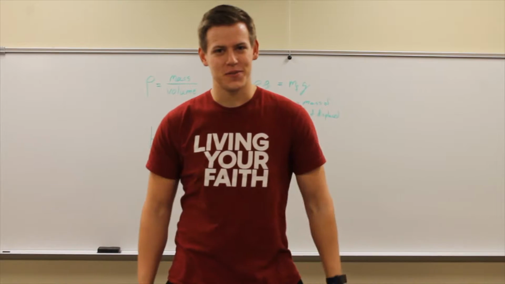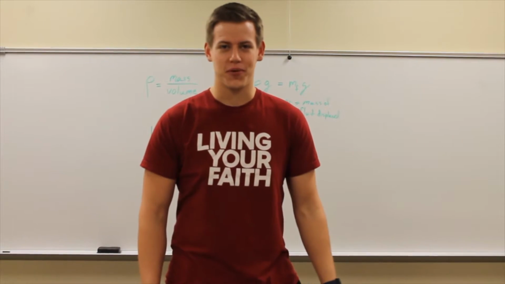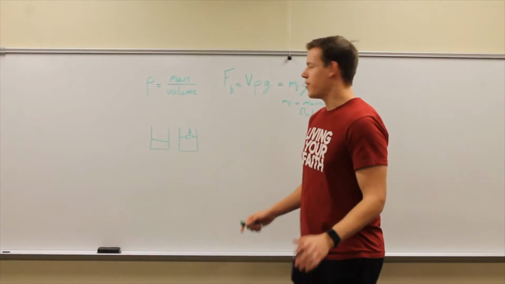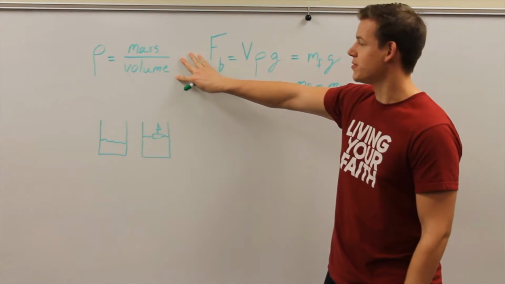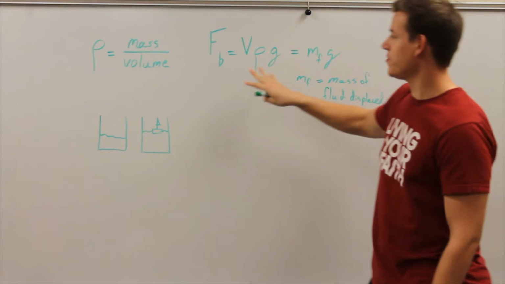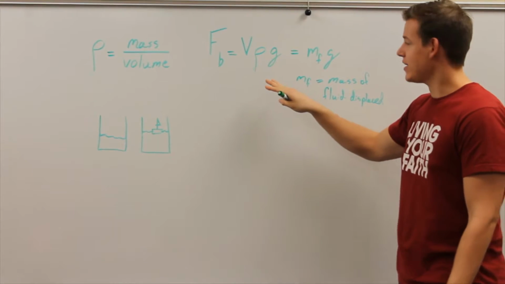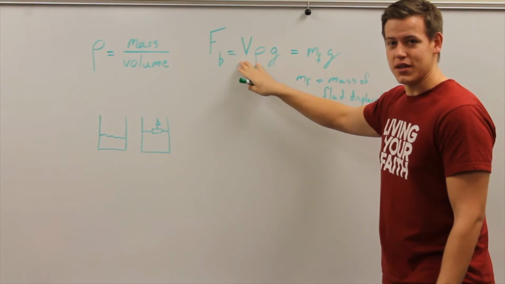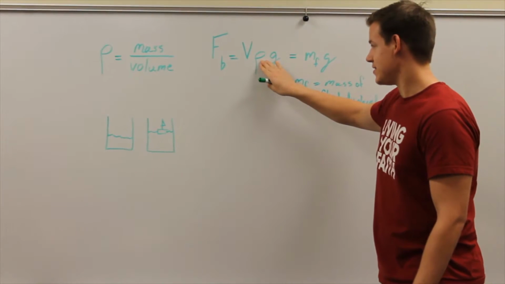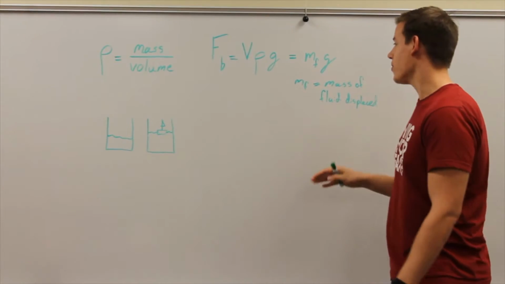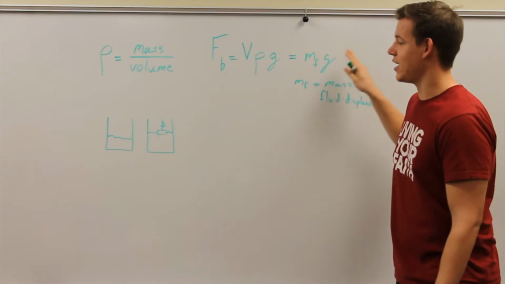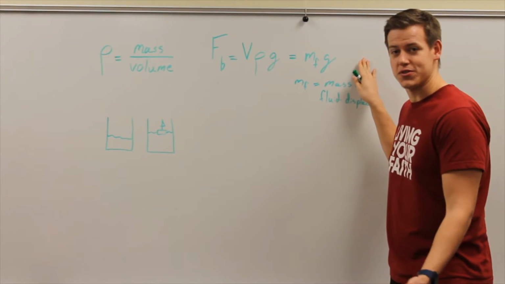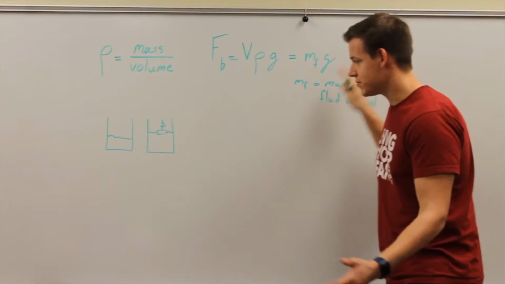Good morning, Physics 2. Today we will be talking about the buoyant force. Now, the buoyant force is based upon the density of liquid, which as we know is mass over volume. The buoyant force can be calculated by taking the volume of the liquid displaced times its density times gravity. Or, to simplify it a little bit, you can take the mass of the fluid displaced times gravity to get the amount of force exerted upon your object in newtons.